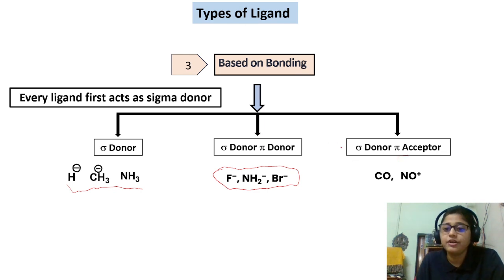This is a different kind of ligand, because we have read that ligands only donate. A ligand can only donate an electron pair to a metal, but here it is a sigma donor. Donation is there first, but there is also pi acceptance. It will accept electrons from the metal into its anti-bonding orbital. Examples are CN negative, CO, NO plus, etc.